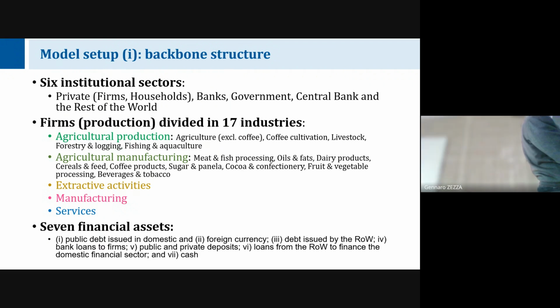From the input-output matrices, we aggregate as much as we can services, manufacturing, and extractive activities, and we disaggregate as much as we can the agrifood system, with six, if I'm not wrong, agricultural production subsectors, basically producing agricultural commodities, and also agricultural manufacturing subsectors, which are those that process and manufacture.